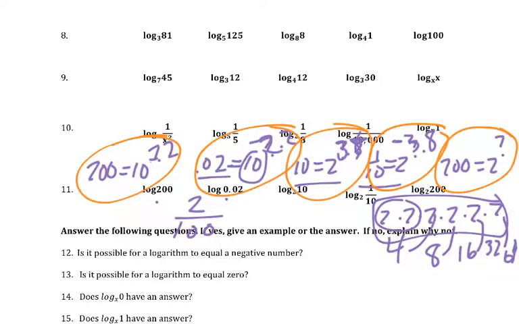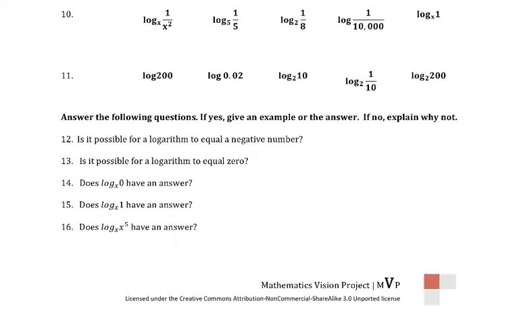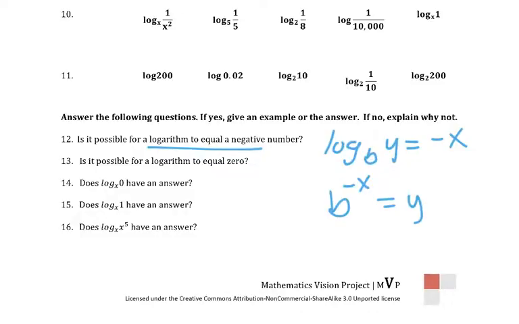Alright, so next question. Is it possible for a logarithm to equal a negative number? So could the log base b of some number equal a negative number? Well, flip it around. Can we have b to the negative x equaling a number? Yeah, we can. We saw up there multiple times we had negative numbers, so yes.